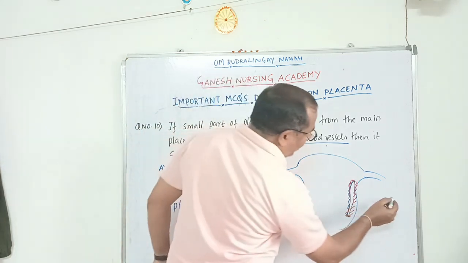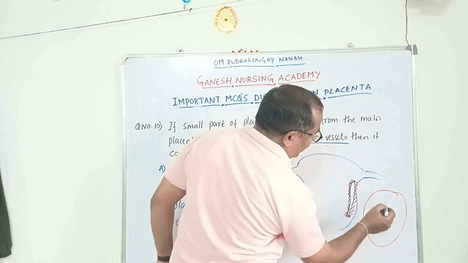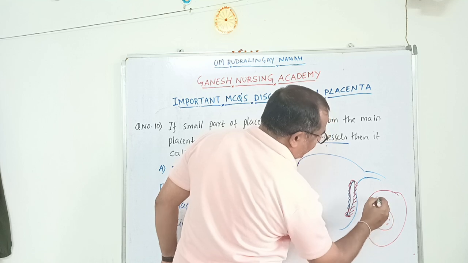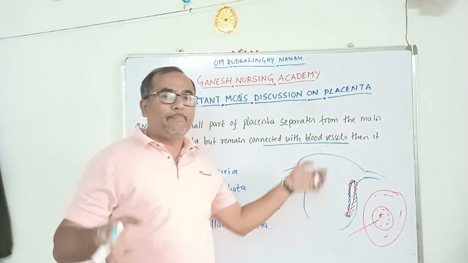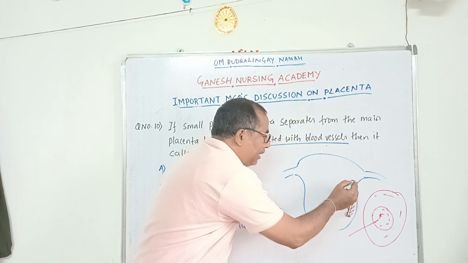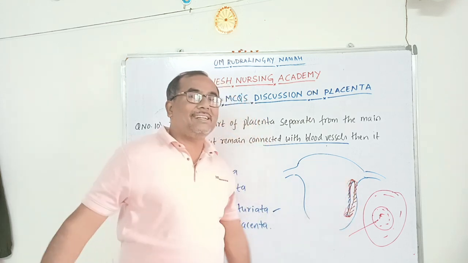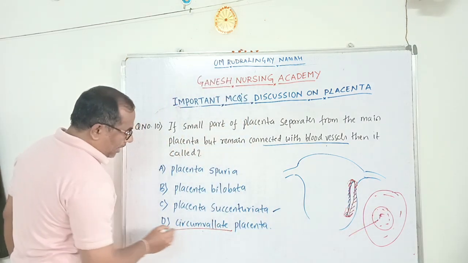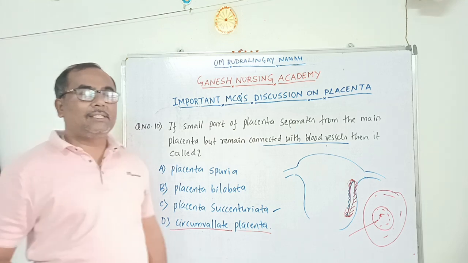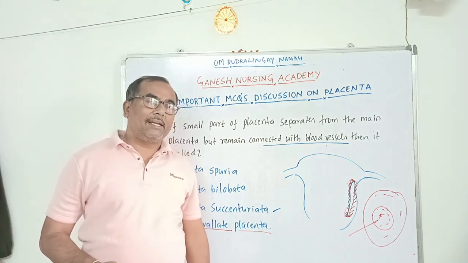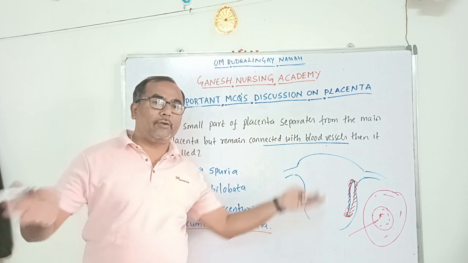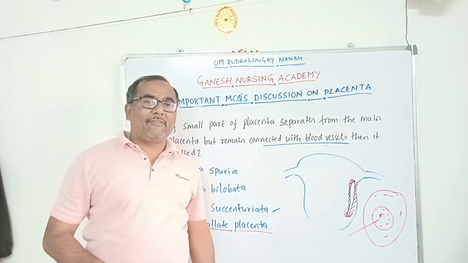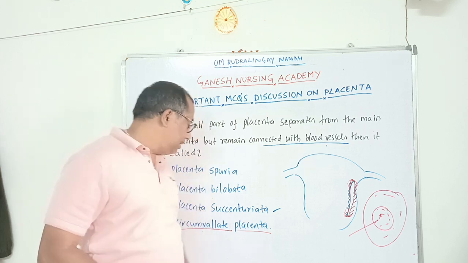So what happens in circumvallate placenta? The fetal surface is very less, and the maternal surface completely encroaches on the fetal surface and increases its surface area. The maternal surface of the placenta is greater than the fetal surface, trying to encroach on the entire fetal surface and leaving less surface for the fetal surface. This is known as circumvallate placenta.